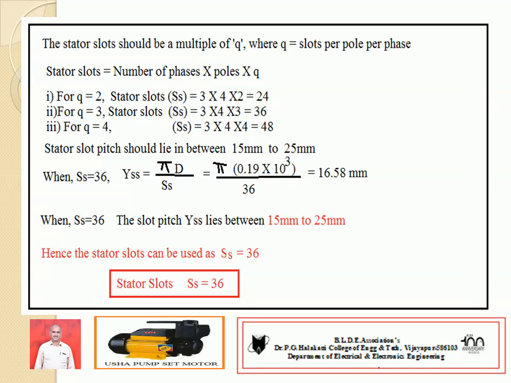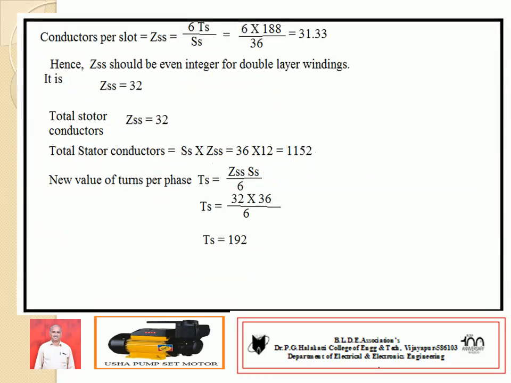Hence, SS equal to 36. The slot pitch lies in between 15 mm to 25 mm. Hence, my final selection is SS equal to 36 for stator slots.